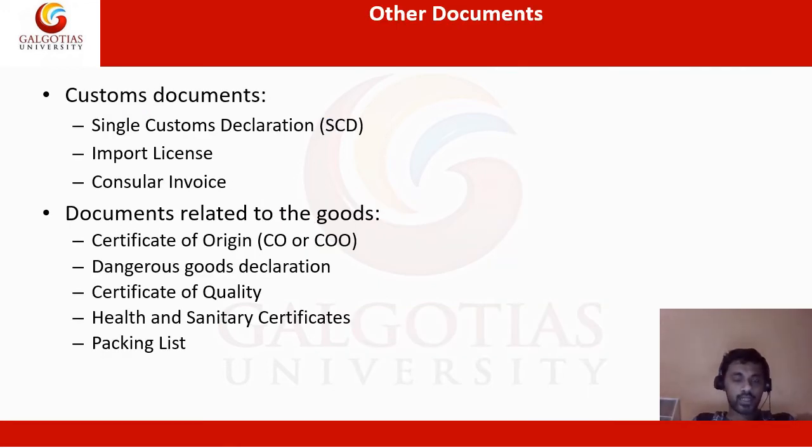Apart from the different documents that we talked about until now, there are other documents that may be of importance whenever we are talking about transport documents. The other documents include basically two things: one is the customs documents, and the other is documents related to the goods. In customs documents, we may be asked to produce a single customs declaration (SCD), import license, consular invoice, etc. And in documents related to the goods, we should have the certificate of origin, generally called CO or COO, dangerous goods declaration, certificate of quality, health and sanitary certificates, and packing list.